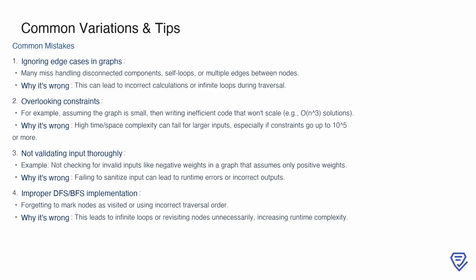Another frequent issue is not validating input thoroughly. For instance, if your graph assumes only positive weights, but you don't check for invalid inputs like negative weights, it can result in runtime errors or incorrect outputs. Finally, improper DFS or BFS implementations are another stumbling block. Forgetting to mark nodes as visited or using the wrong traversal order can lead to infinite loops or revisiting nodes unnecessarily, which increases runtime complexity. Making sure your traversal logic is solid is key to avoiding these errors.